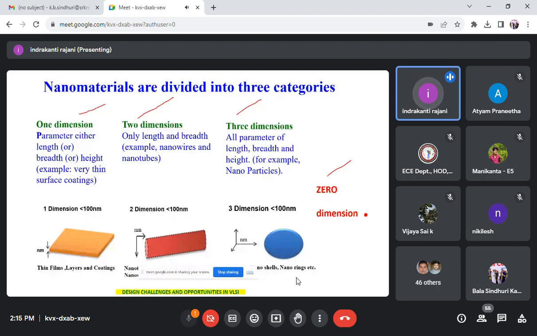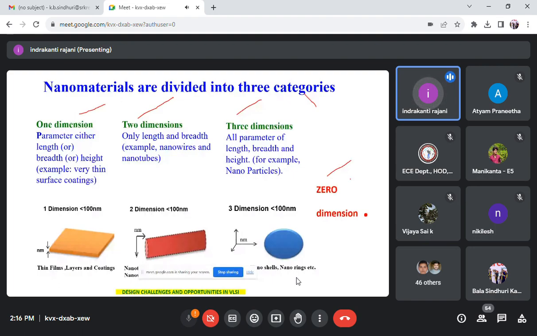The best example here is quantum dots, because quantum dots are used mainly in medical device applications. They are used for targeted drug delivery, especially in cancer treatment, especially during chemotherapy.